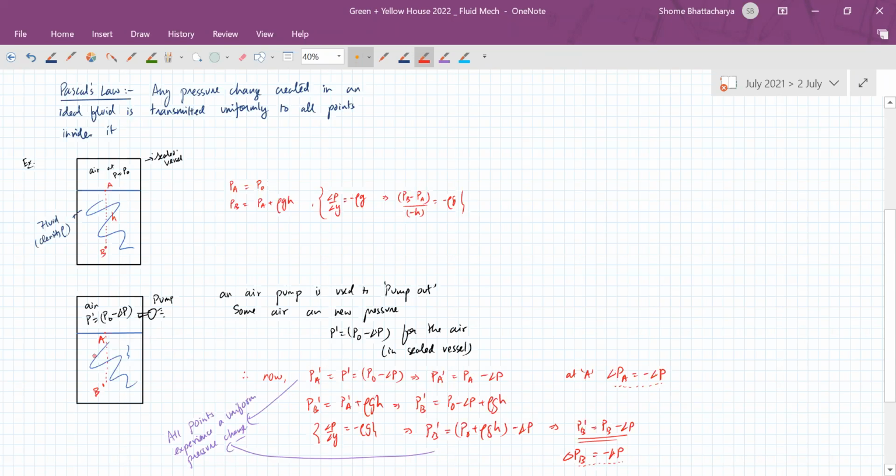So any point that we compare within the fluid, the change in pressure is uniformly transmitted. That is the application of the Pascal's law principle over here. You can say that is the observation from Pascal's law.